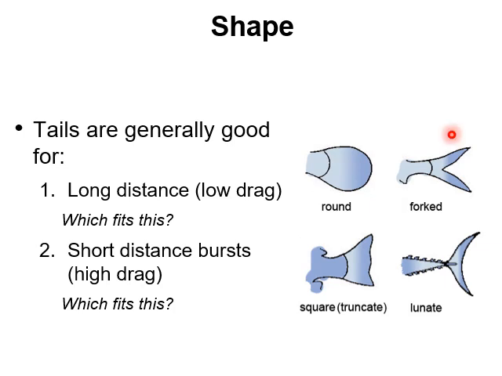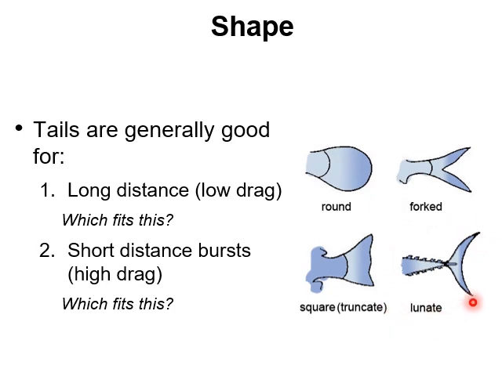So take a look at these four pictures. In which one of these has the most minimal amount of surface area, right? So you should be looking at this one down here, the lunate tail. Lunate, it's named that way because of the moon.